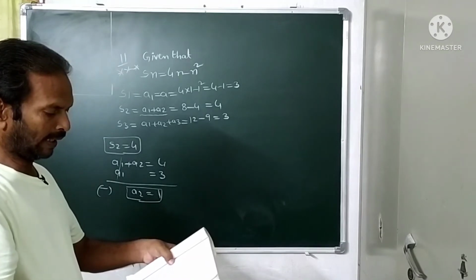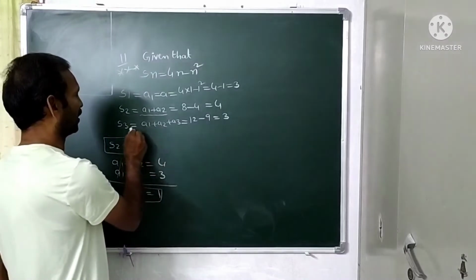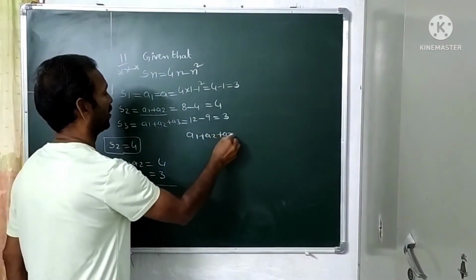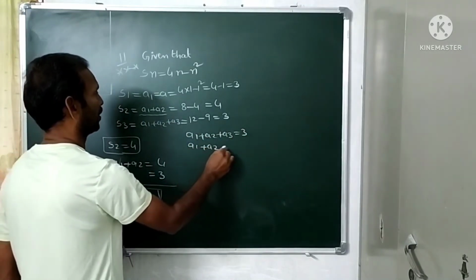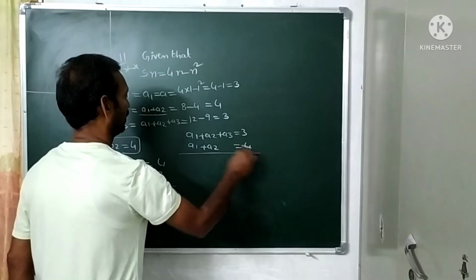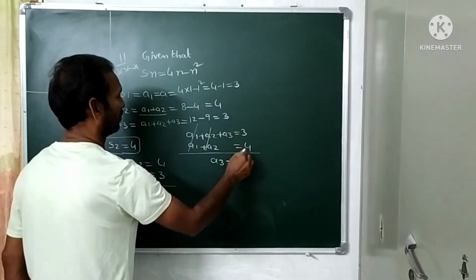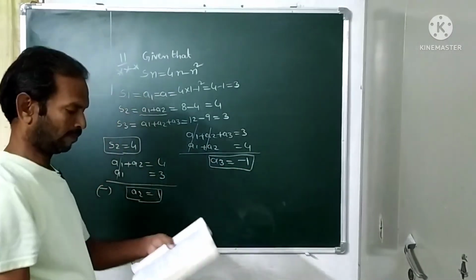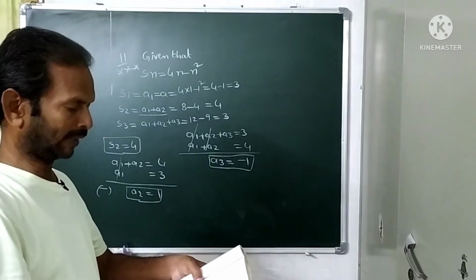Similarly, find the third term. For the third term, A1 plus A2 plus A3 is equal to 3. Again here, A1 plus A2 is equal to 4. Cancel, cancel. A3 is equal to 3 minus 4, which is minus 1. The A3 value is minus 1.